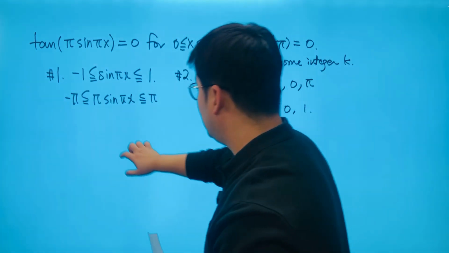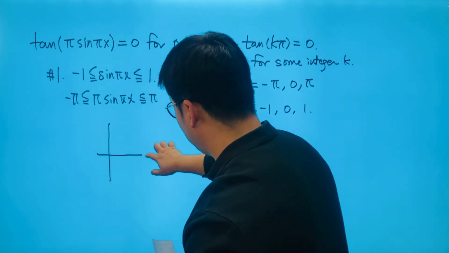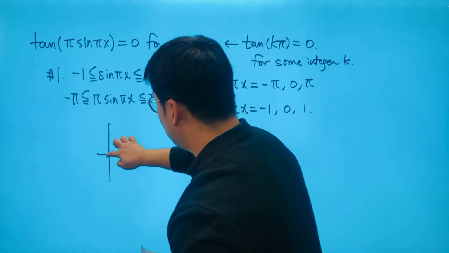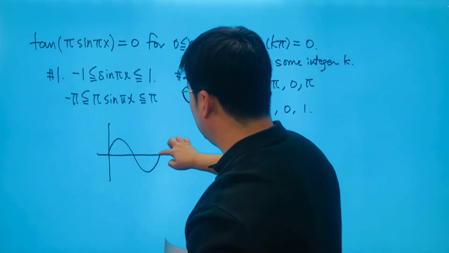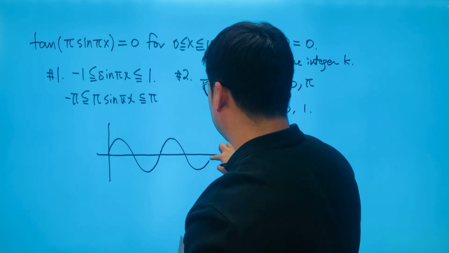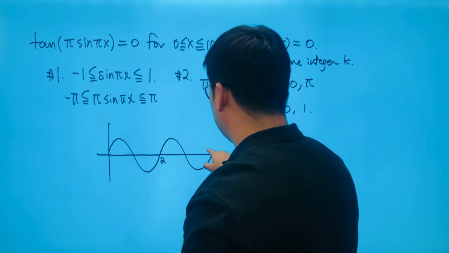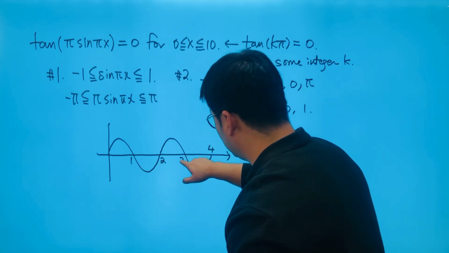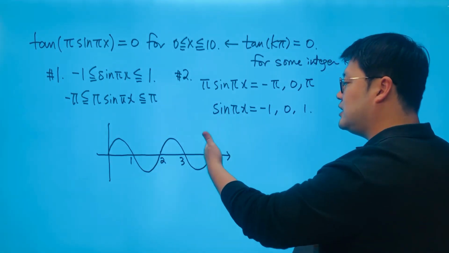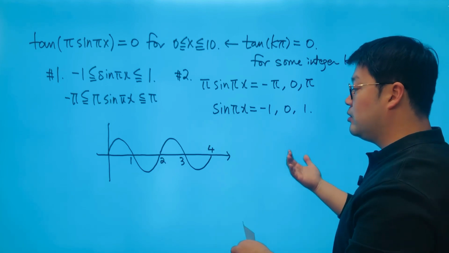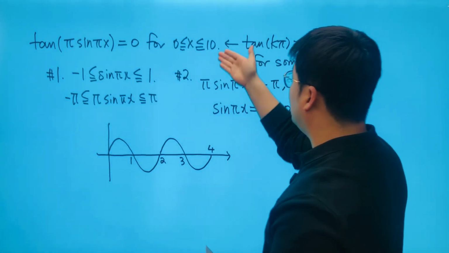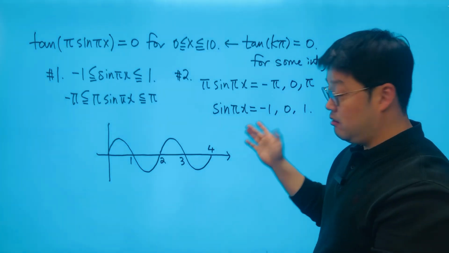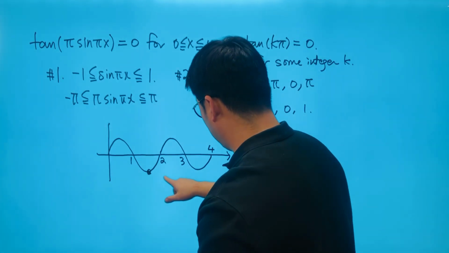Remember that the shape of this graph is just going to be the usual sine graph. If you sketch the sine curve like this, that becomes 2, that becomes 4, this becomes 1, and that becomes 3. Imagine continuing this graph all the way up to 10, right? So how many solutions are there such that sine pi x equals -1? Well, we have to find all those mounds out there.